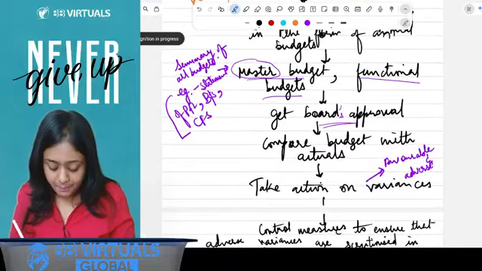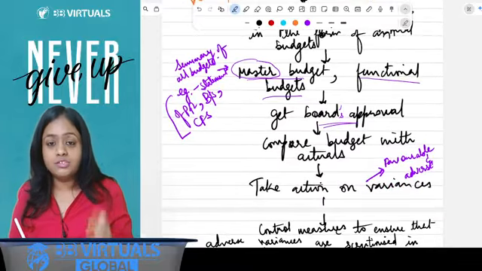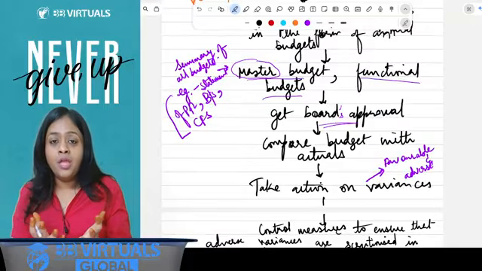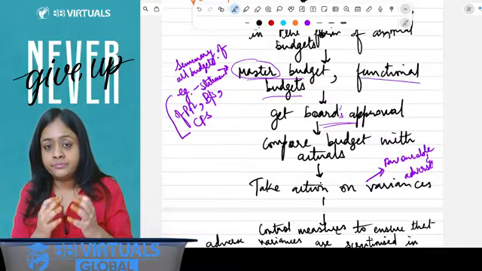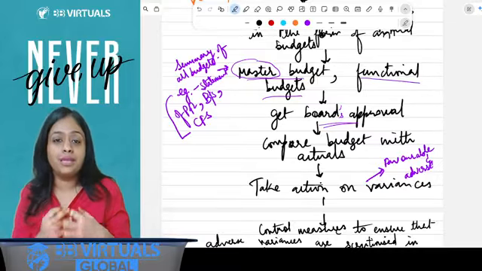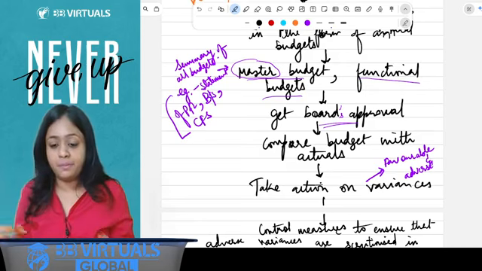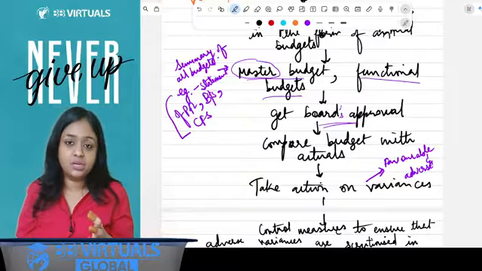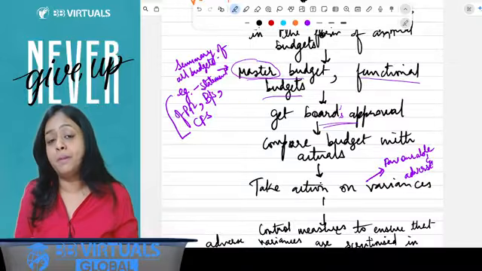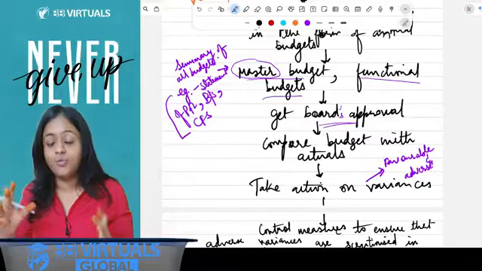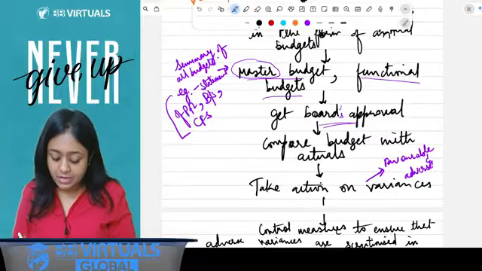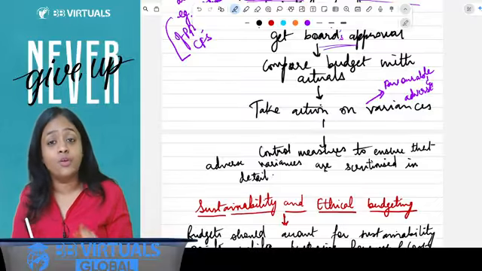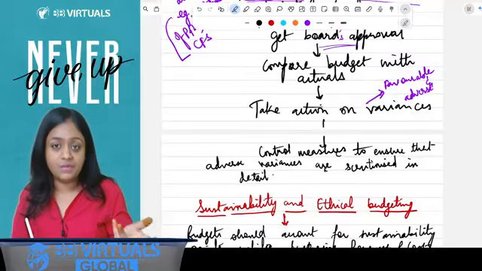Functional budgets are prepared. The sales budget is generally known as the master budget. That is the budget that will have the sales forecast, the balance sheet, the P&L, everything, and based on it we prepare the functional budgets. So the master budget is the overall budget, and then we prepare functional budgets. The first functional budget that we always prepare is the sales budget, based on which other budgets are prepared. Then we compare the budget with the actuals and take the necessary actions to ensure that variances are reduced if they are negative.